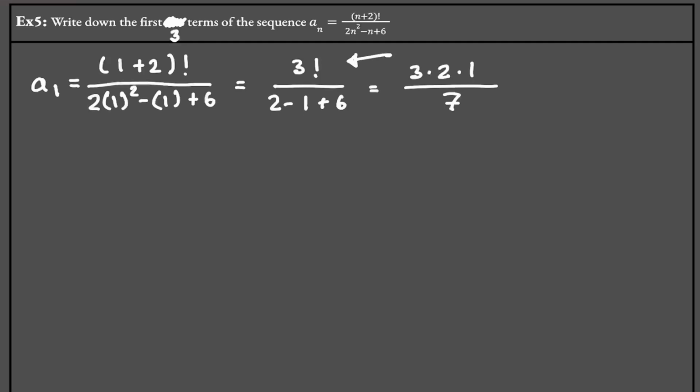Now, normally at this point, we would break down 7 and try to see if any value is going to cancel out with the ones in the numerator here. But in this case, only 1 goes into 7. So there's no point of doing much more. So this is 6 over 7.